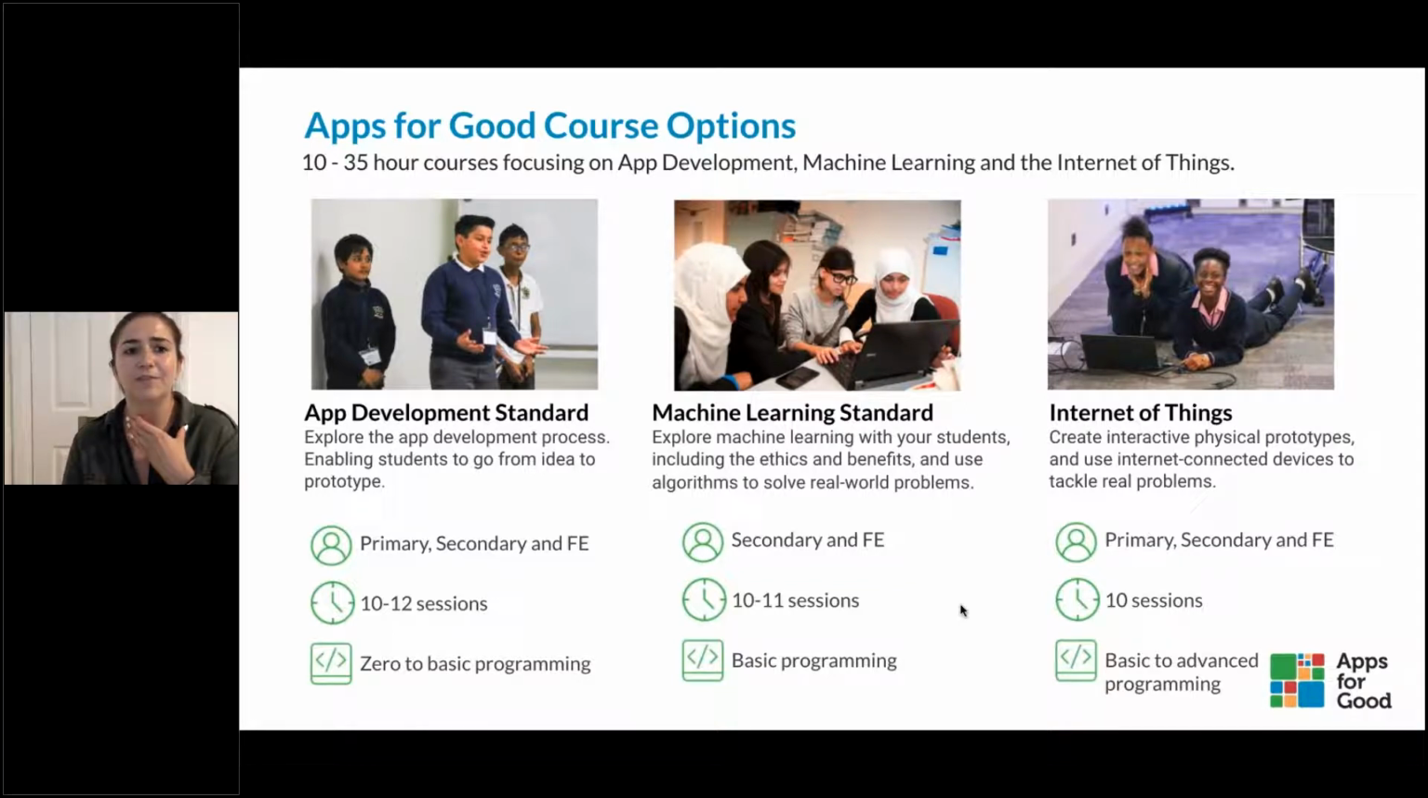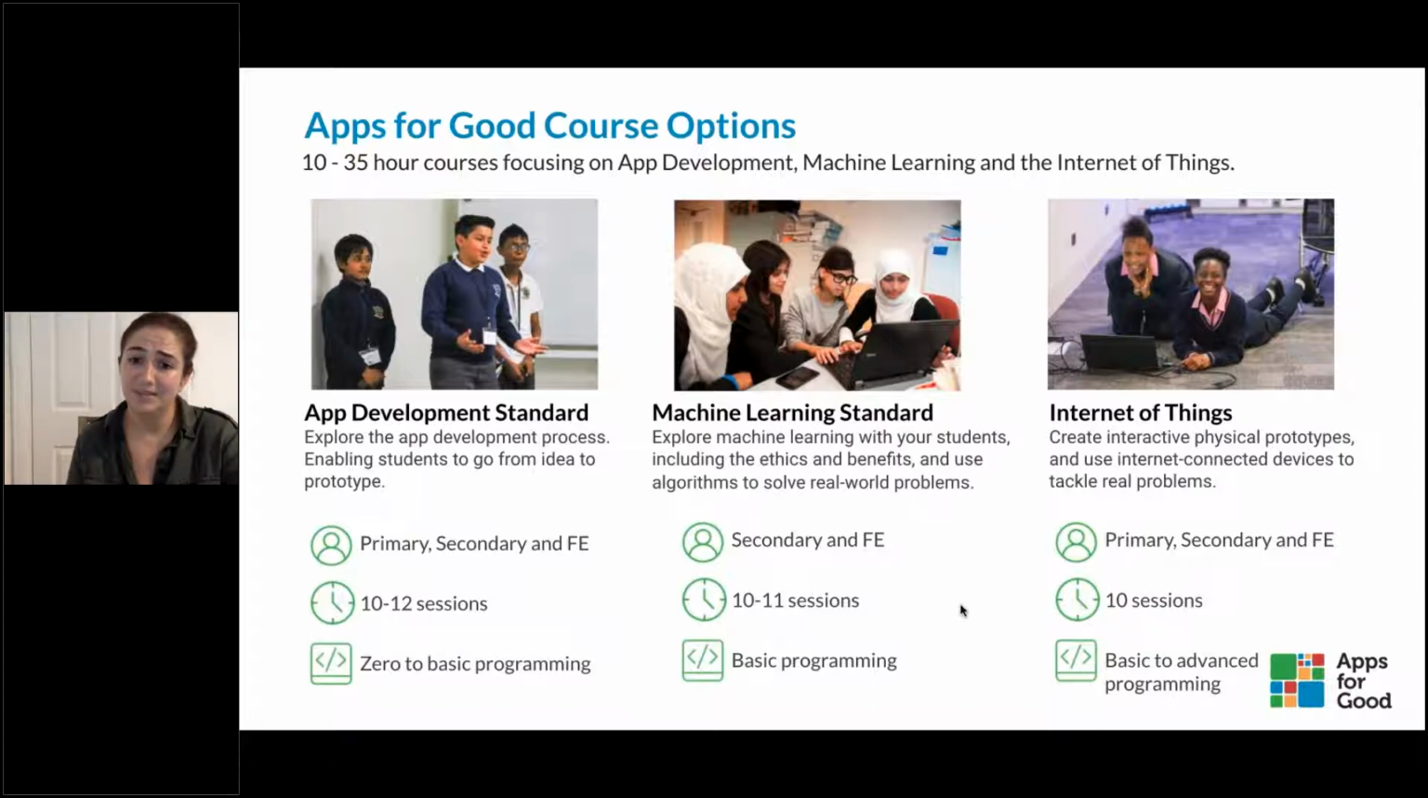So we have courses that cover timeframes of 10 hours through to 35 hours. Our 10 to 12 hour courses are our most popular ones now. So our app development course sees students work in teams to solve a problem that they care about by creating an app to solve that. We then have our machine learning course, which we'll go into a lot more detail on in a moment.